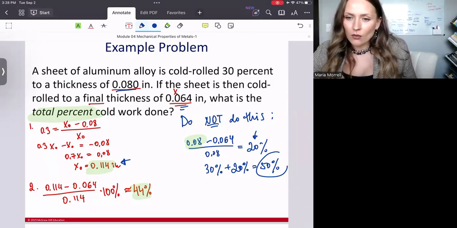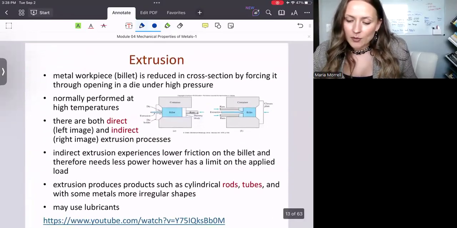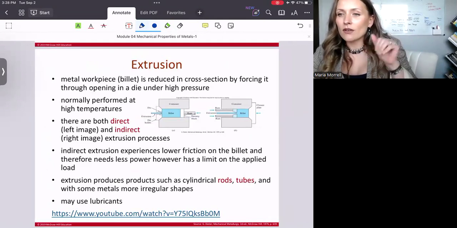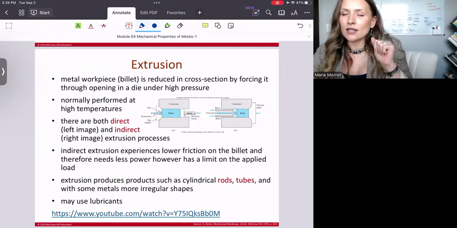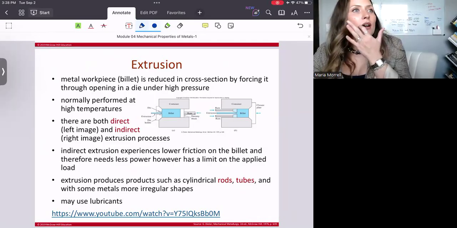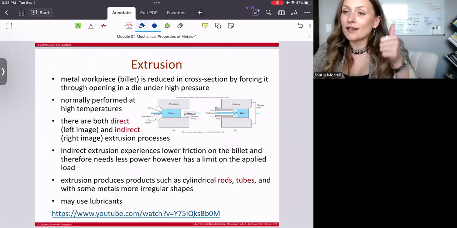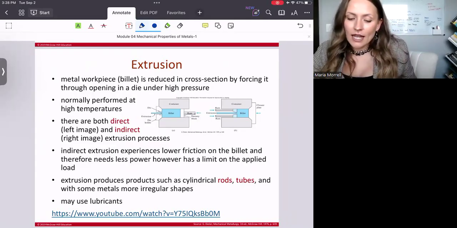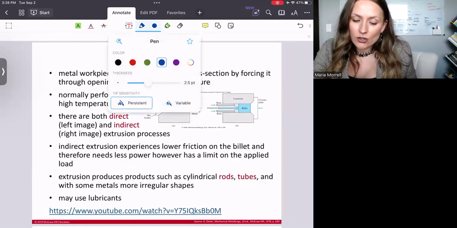Okay, so we're moving on. Next process is called extrusion. So once again, up to now we covered casting, and then we did rolling, which has two types, cold rolling and hot rolling, right? Next process is called extrusion.